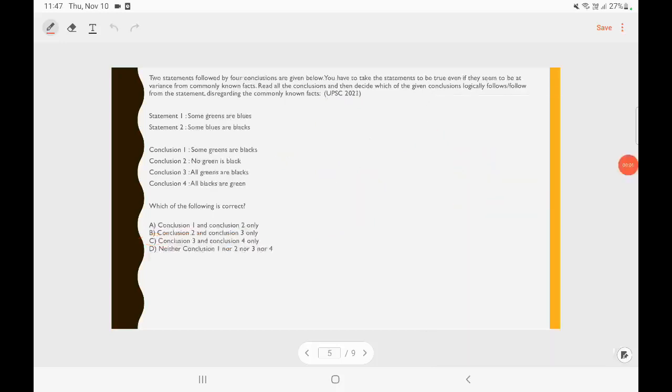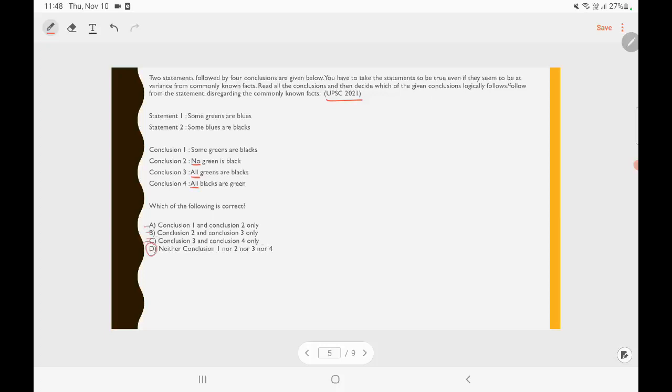So now let's move on to another question which is from UPSC 2021. First we will apply the concept of extreme statement. So I'm directly reading the conclusions. If you see here, there is no, here there is all, here there is all. So there is a high chance that conclusion 2, 3 and 4 are wrong, right? Then you can eliminate A, B and C. So option D might be the correct answer.